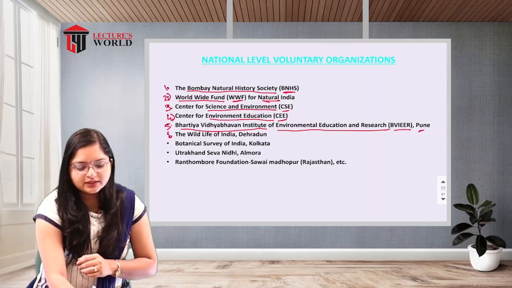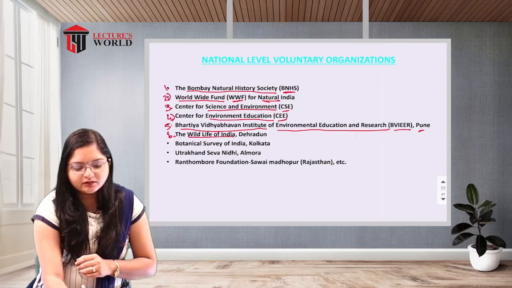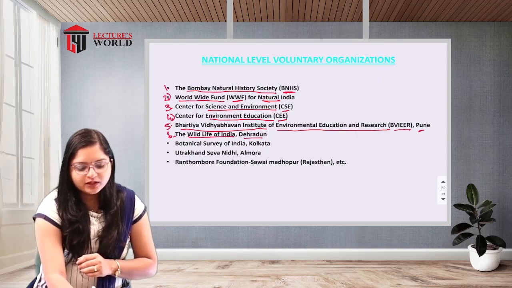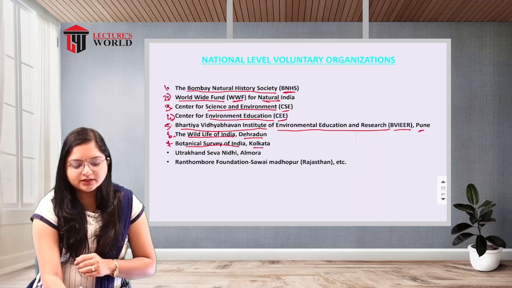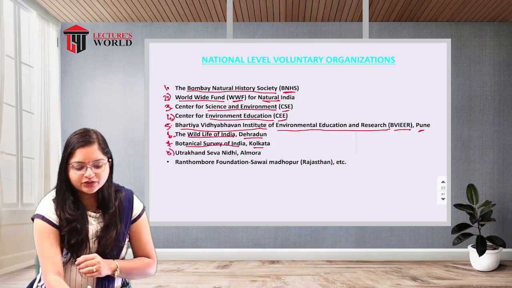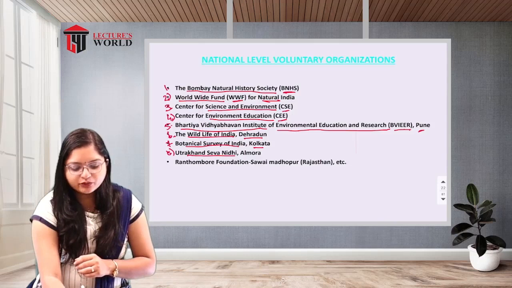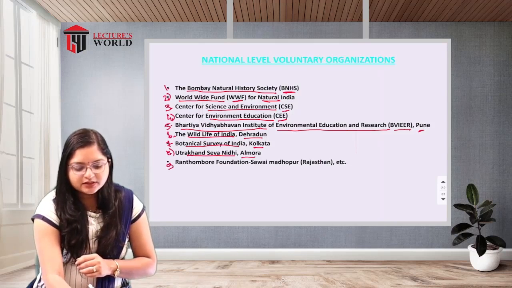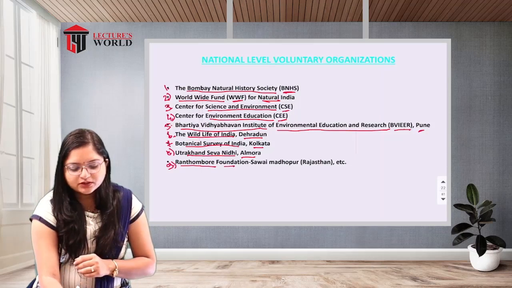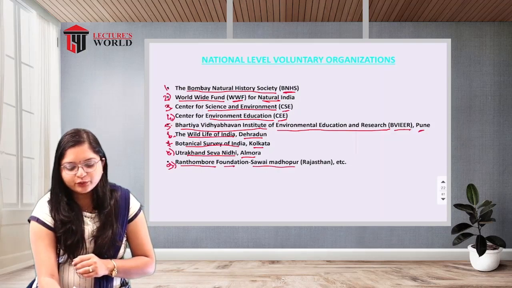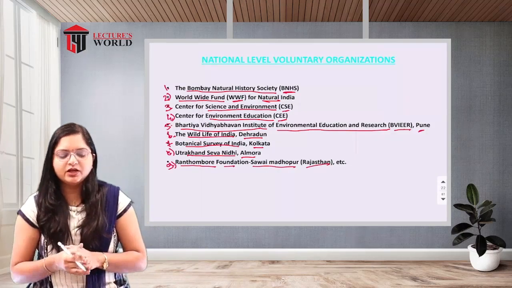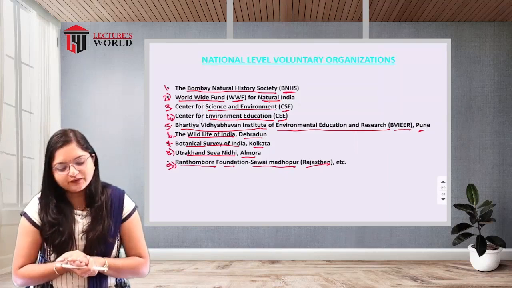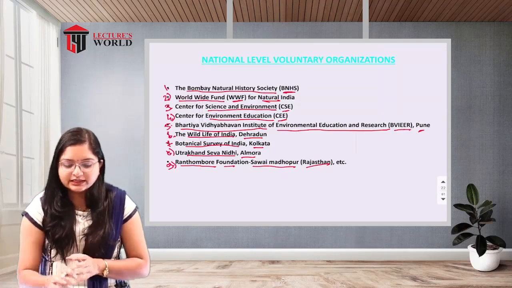The next is the Wildlife Institute of India, which is at Dehradun. Next is the Botanical Survey of India, which is at Kolkata. Next is Uttarakhand Sevanidhi, which is at Almora. Next is the Ranthambore Foundation, which is at Sawai Madhopur in Rajasthan, etc. So these all are the national level voluntary organizations.